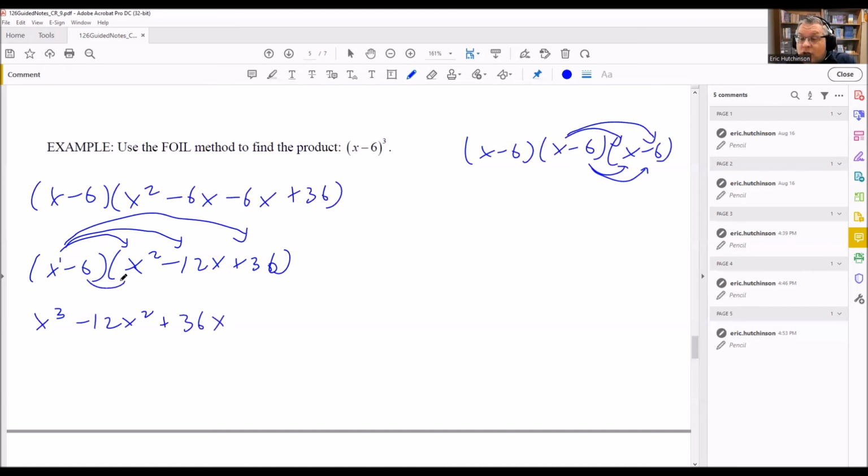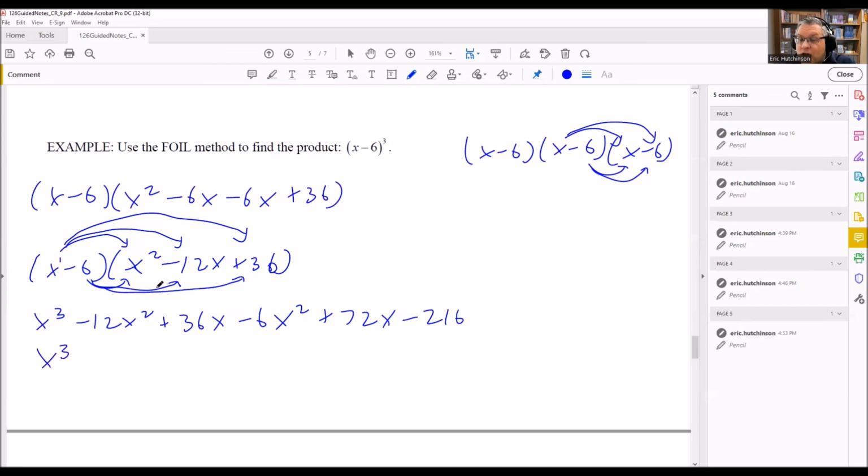Now we have to do the inner terms. Negative 6 times x squared is negative 6x squared. Now we have a negative and a negative, that's positive, and that's going to be a positive 72x. 6 times 12 is 72. Then we're going to take negative, and we have a positive, so the answer is going to be negative. 6 times 36 is going to be 216.